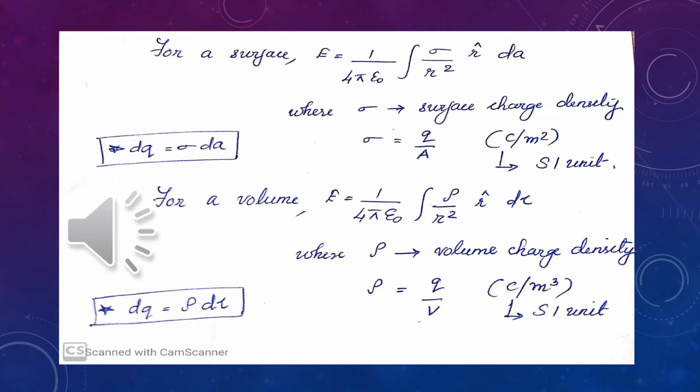Now coming to surface charge density. We have taken a surface with area A. Let Q be the charge on the area A. Then the surface charge density sigma is equal to Q by A, with the SI unit coulomb per meter square. The electric field equation becomes 1 by 4 pi epsilon 0 integral over sigma by r squared r cap dA. Here dq is replaced by sigma dA. And coming to volume charge distribution, E is equal to 1 by 4 pi epsilon 0 integral over rho by r squared r cap d-tau, and rho into d-tau becomes dq. Here d-tau specifies the volume, rho is the volume charge density, and rho is equal to q by v.